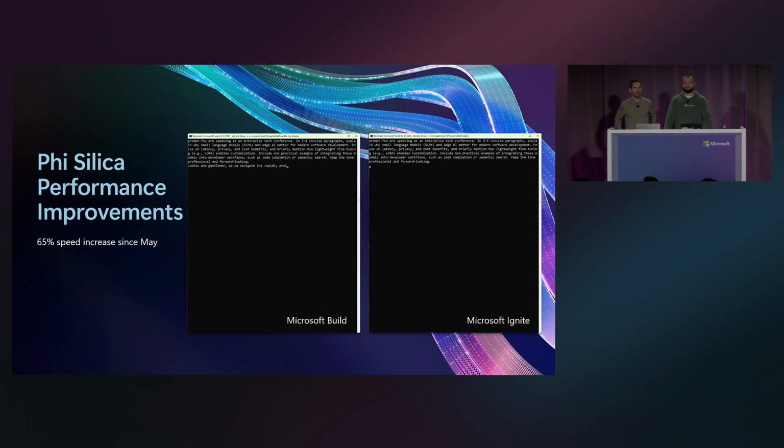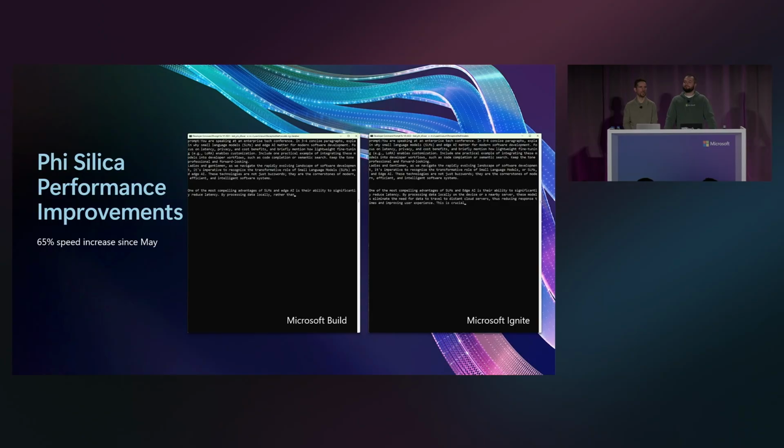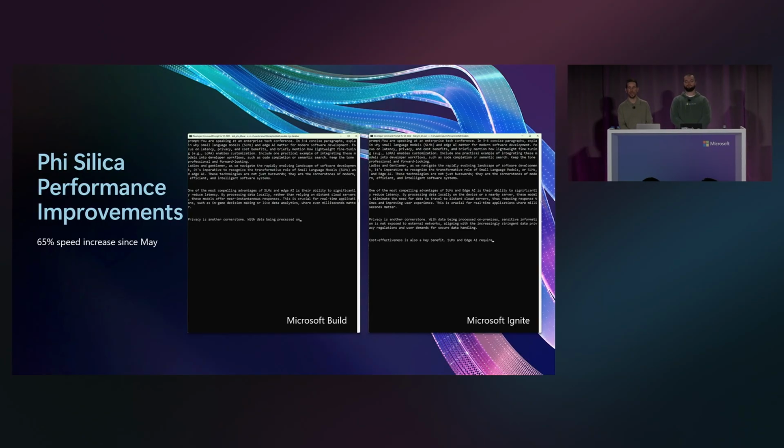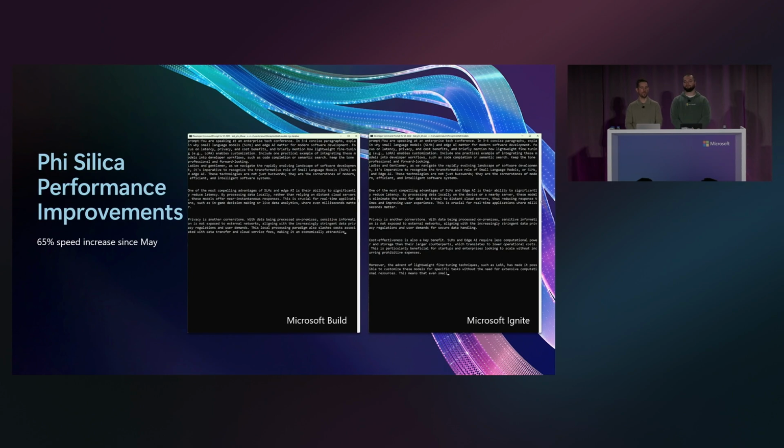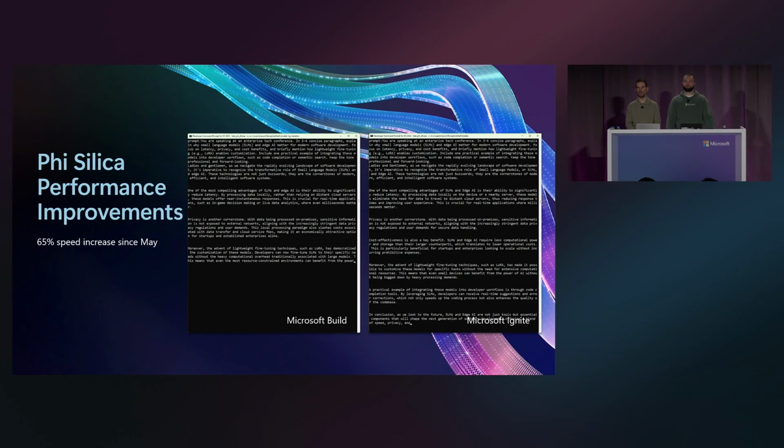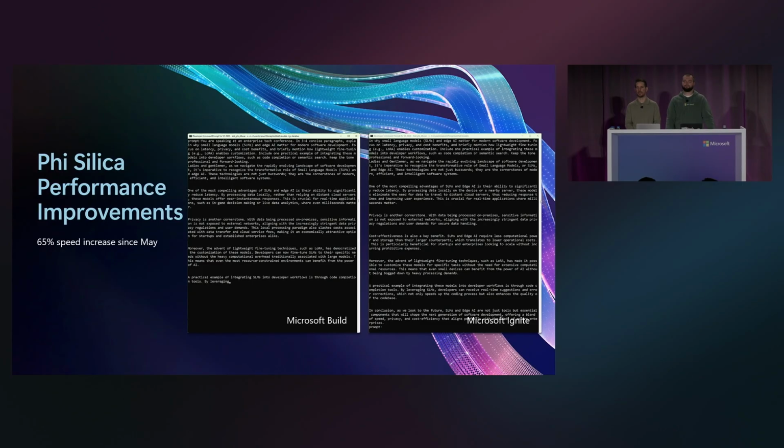Thank you, Dave. And seeing how Phi Silica has found many use cases out there, it really becomes important that it runs at good performance. In these videos, you can see a head-to-head comparison for response generation time at Microsoft Build in May and what we have today. Instead of generating one token at a time, we've upgraded Phi Silica to validate a multi-token trajectory at once. This has led to a 65% improvement in throughput while preserving the output quality.